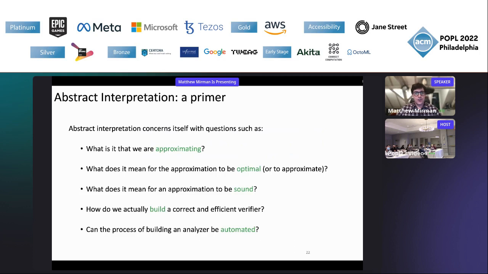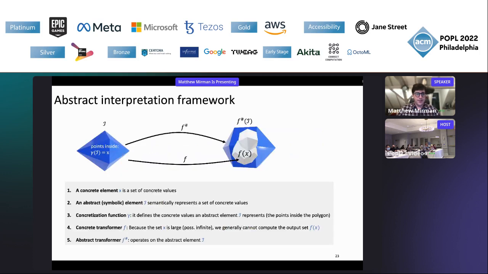Abstract interpretation as a whole is concerned with questions such as what are we approximating? What are we approximating into? Whether our abstraction or the output of our certification is precise, how many false positives does it produce? Whether it's correct or sound, how we actually program and implement these representations, and whether the process of building these representations can be automated.